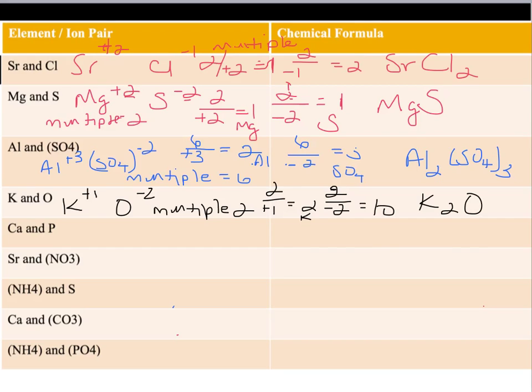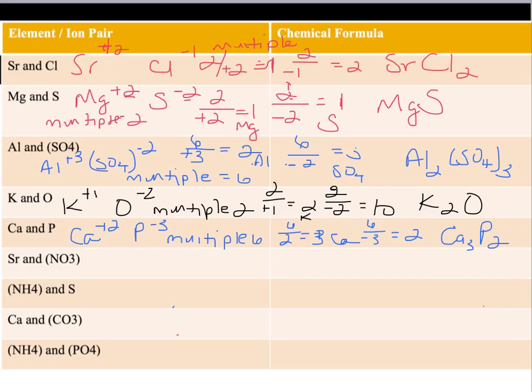All right, so I'm not going to go through the steps quite so much. Calcium and phosphorus, Ca +2, P -3. The multiple is 6. So we need 3 calciums, and 6 divided by -3 is 2. So this chemical formula is Ca3P2.